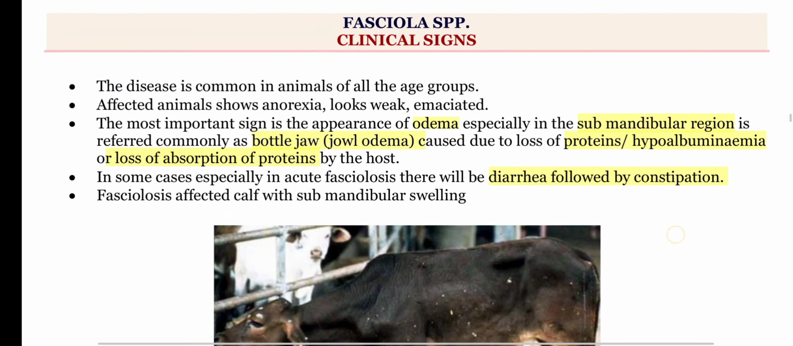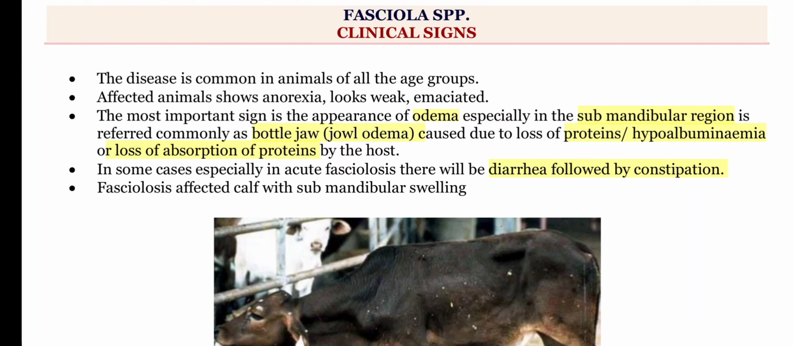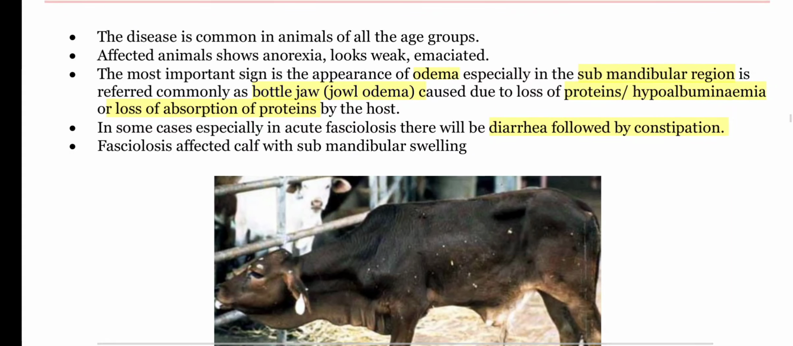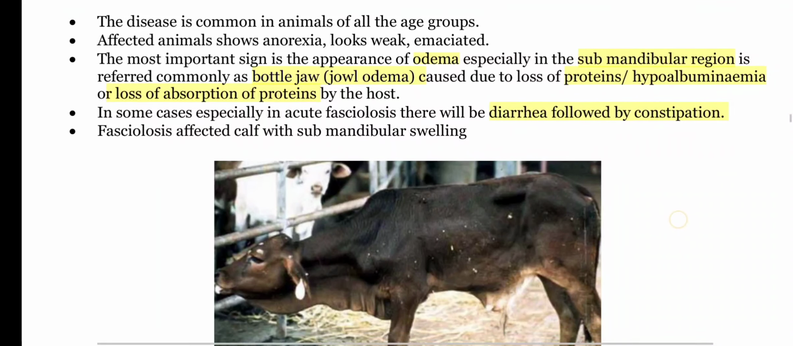Now let us look at the clinical signs. Whenever the disease is there inside the body, the animal will show conditions like anorexia, weakness and emaciation, and this disease is noticed in all age groups of animals. An important clinical sign is the appearance of edema, especially in the submandibular region, referred to as bottle jaw or jaw edema.